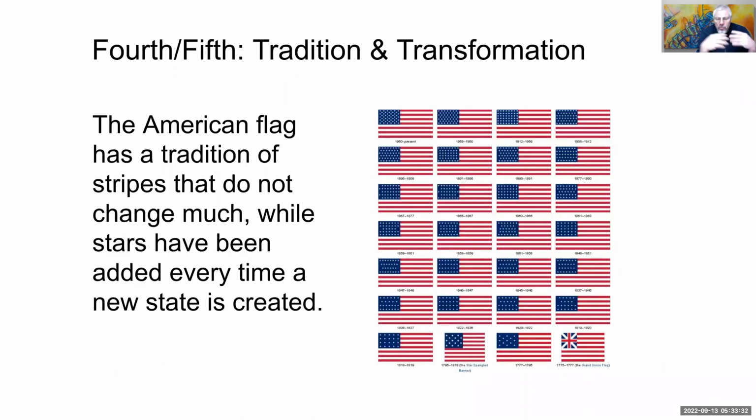Fourth and fifth, there's tradition in the way flags are put together in our country. The number of stripes has stayed pretty much the same since very early in our history, but the stars have changed. All right, so there's some changing on the flags. You can see the flag has changed a lot over time, but mostly in this one section of blue where they keep adding stars, because every time we have a new state, there ends up being a new star.